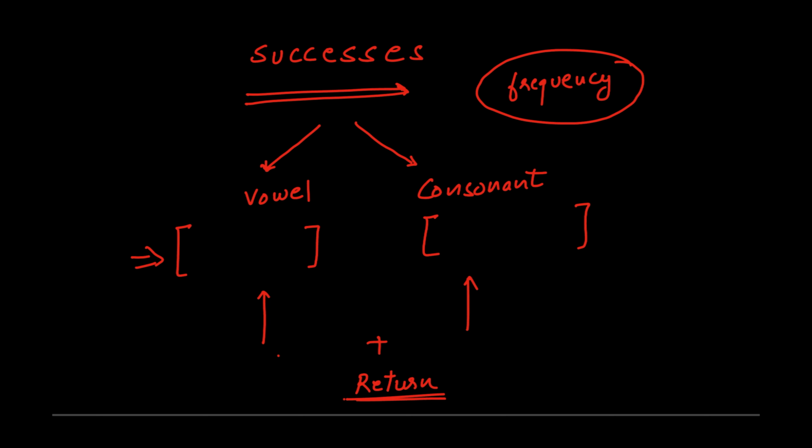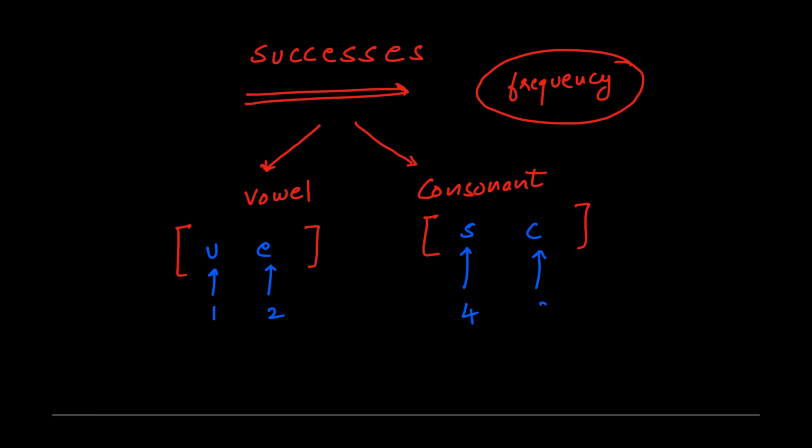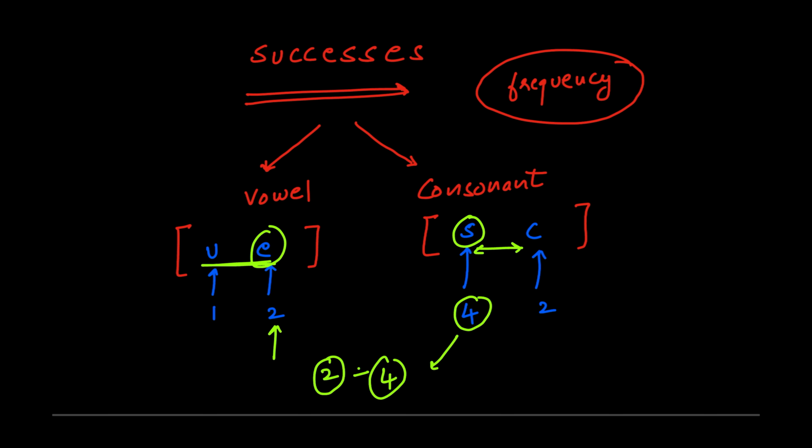Let's do a quick dry run to get a better idea about this approach. In this string, we have two vowels. One is a U and the other is an E. In the entire string, U occurs once while E occurs twice. And on the right hand side, we have two consonants, S and C. S occurs 4 times and C occurs twice. Between all vowels, the highest frequency character is E and the value is 2. While amongst all consonants, the highest frequency is S and the value is 4. Adding them together gives us the total of 6.